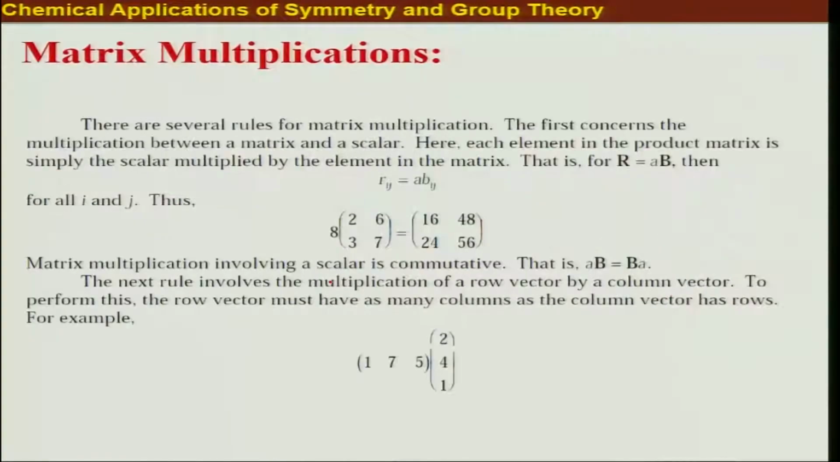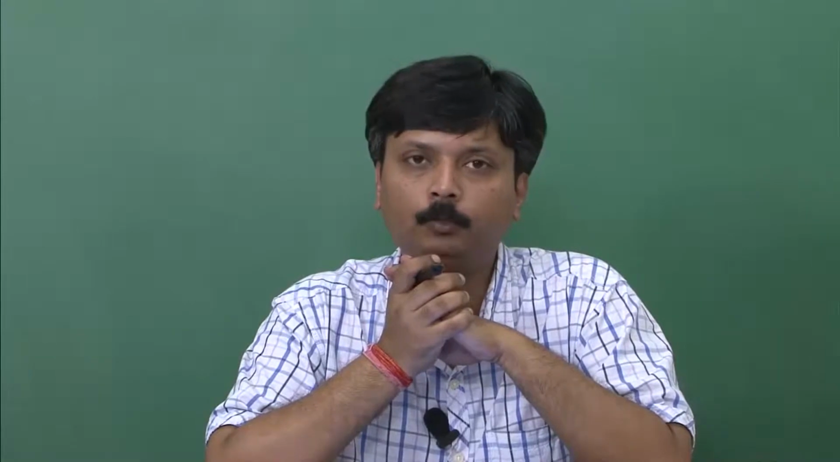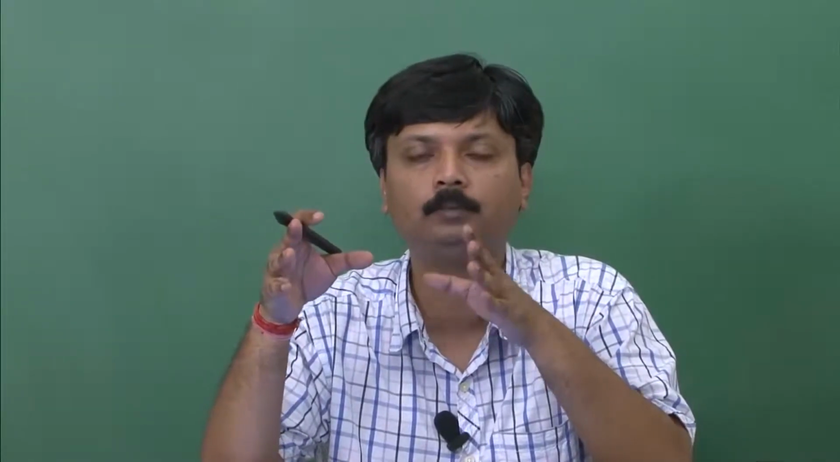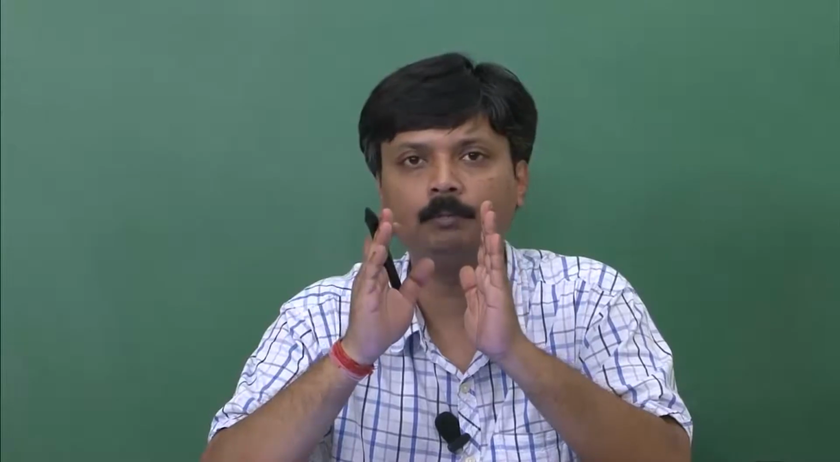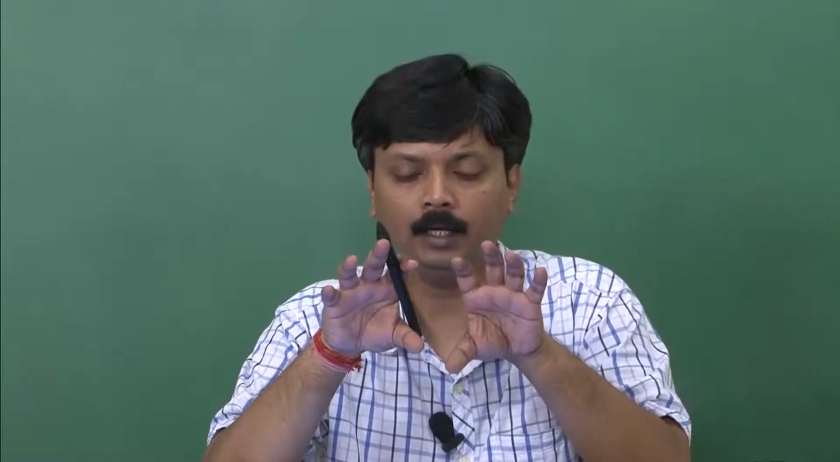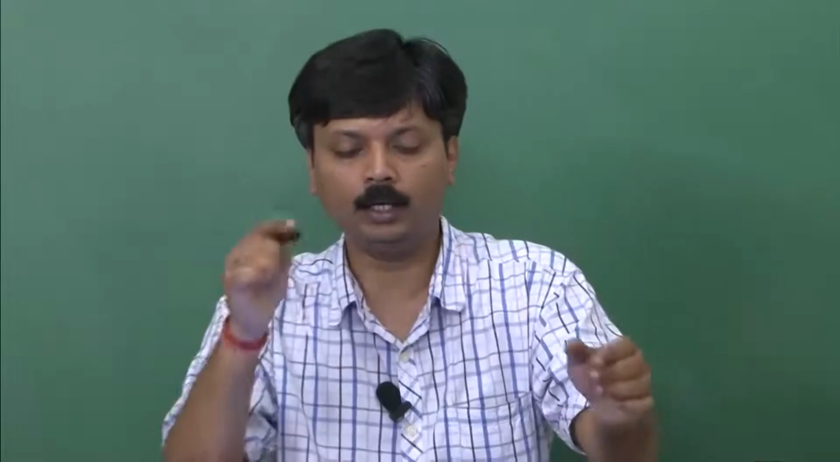Okay. Now, what about matrix multiplication? Because this is something which we will use very often in group theory. When we use these matrices to represent symmetry operations, we need to do two successive operations. So it means operation A followed by operation B. So when we use matrices to represent these symmetry operations, these matrices will be multiplied, right? And that's why this is quite important in our context.